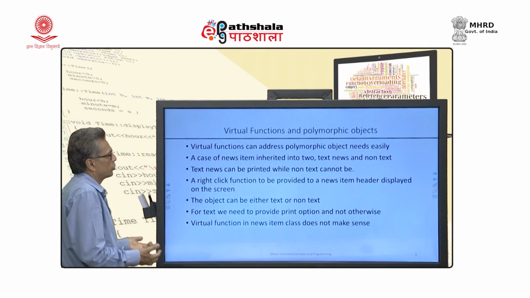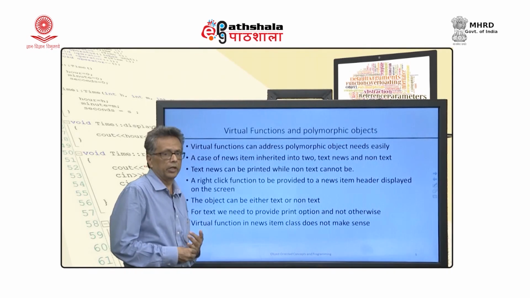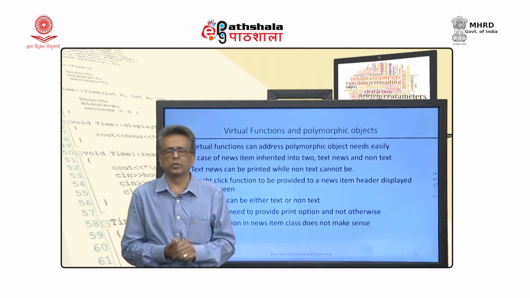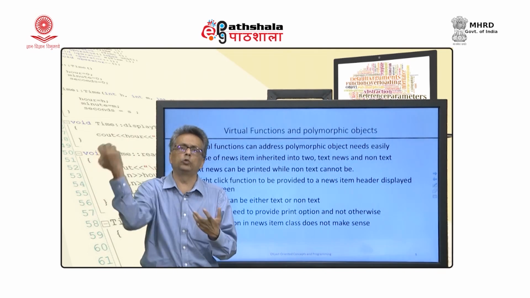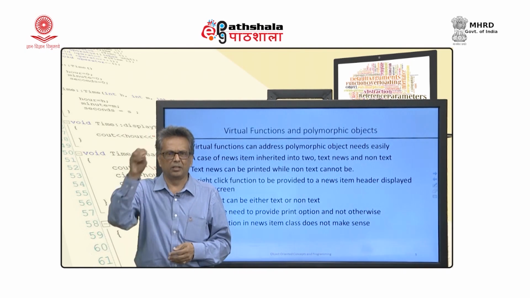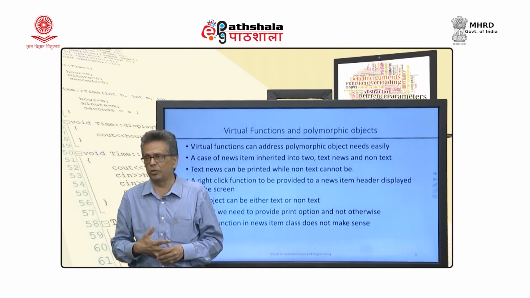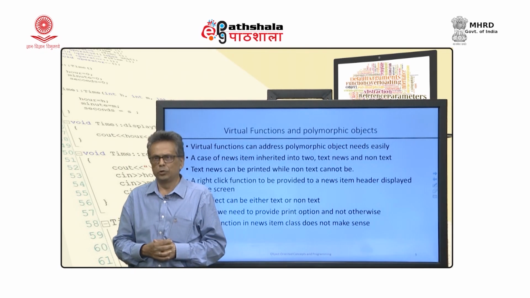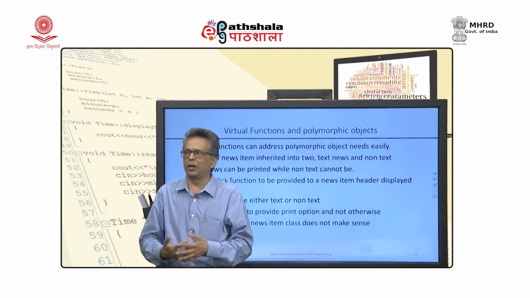Virtual functions and a polymorphic object. We have already seen that virtual functions can address polymorphic object needs very easily, so let us take a case where you have an item called a news item. Now, it is a kind of system where the user has a lot of news items being displayed on the screen. The headings are displayed. Somebody looted somebody and that is displayed on the screen, and if the user wants more information about it, they will click that news item to get more detailed information, or right click on that news item to get it printed, and so on.